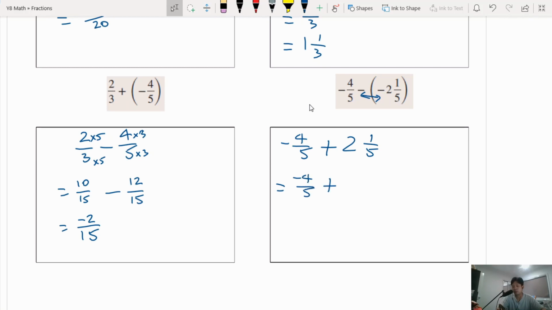And that gives us 2 times 5 is 10, plus 1 is 11. Negative 4 plus 11, that should give us 7 over 5. And our final answer will be 1 and 2 over 5. Give yourself a tick if you got that correct as well.